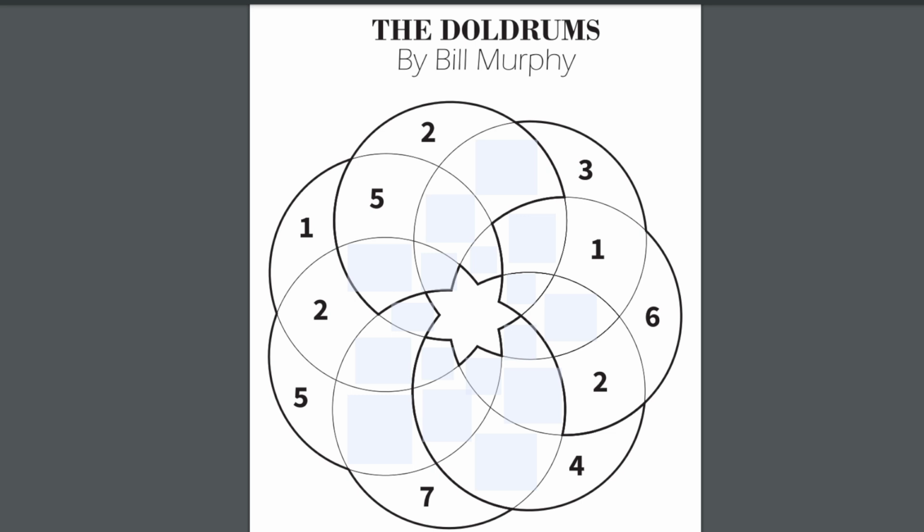But this is called The Doldrums by Bill Murphy. The rules are to place the digits 1 to 7 in each outlined region such that there are no repeats in each region or circular row. So, what in the world does that frickin' mean?